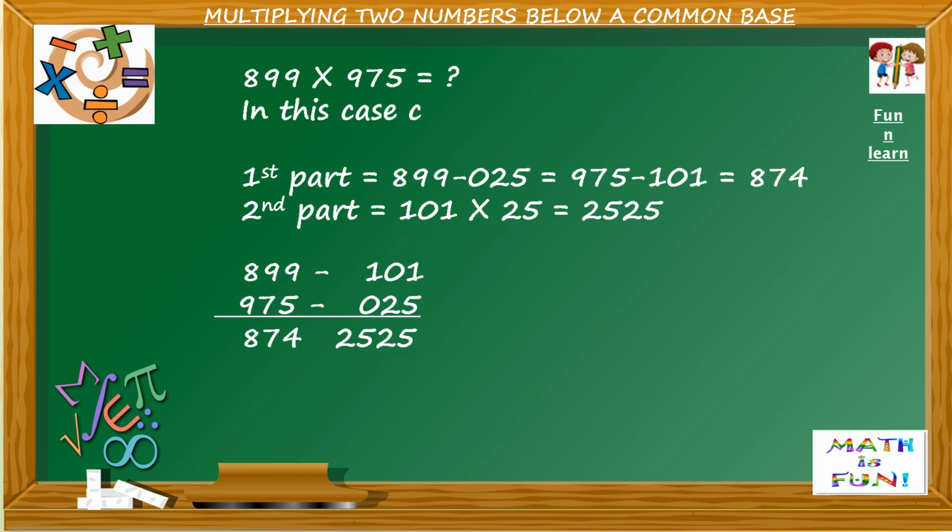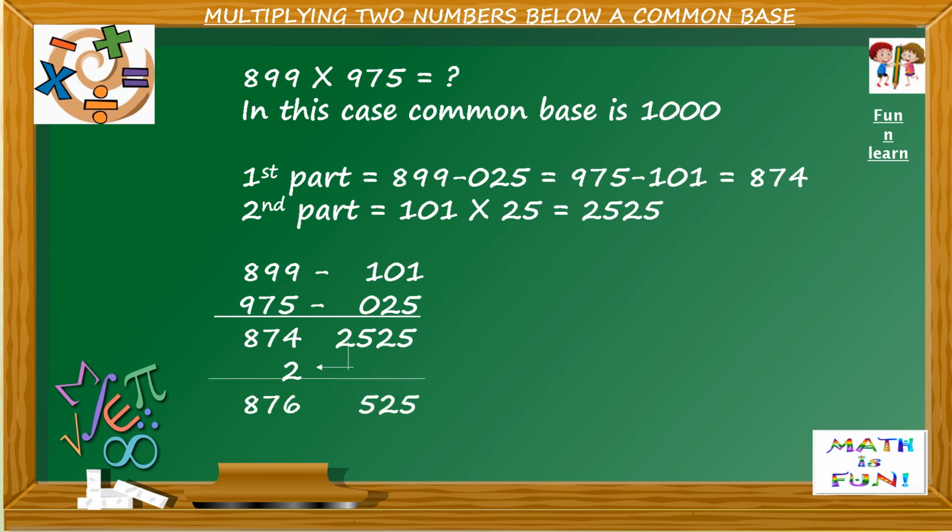As in this case, the common base is 1000, but 2525 exceeds the common base. Therefore, extra 2 will be taken from second part and will be added to the first part. After adding 2 in the first part, 874 plus 2 will become 876 and remaining second part will be 525. Therefore, 899 into 975 will be equal to 876525.